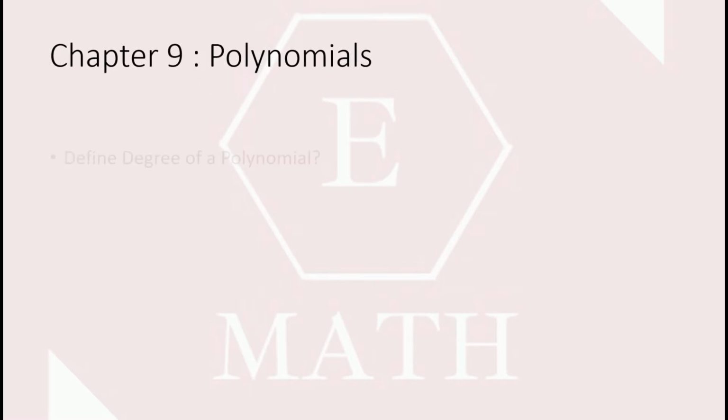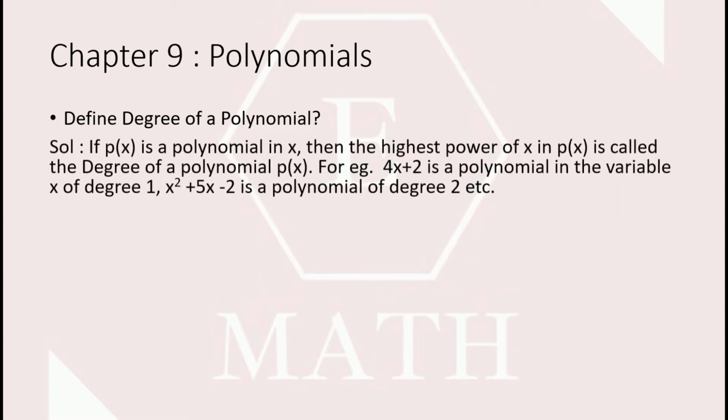Chapter 9 Polynomials. Firstly, we'll have to define the degree of a polynomial, right? It says if p of x is a polynomial in the variable x, then the highest power of x in p of x is called the degree of the polynomial p of x. What do we mean by this? If p of x is any polynomial in the variable x, then the highest power of x in that particular polynomial will be called the degree of a polynomial.